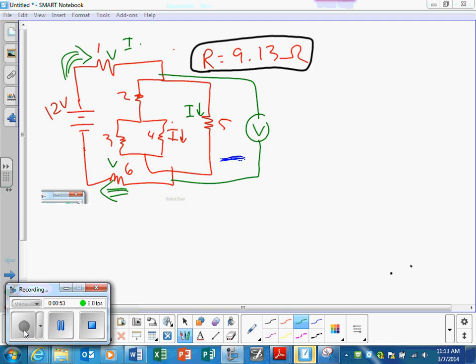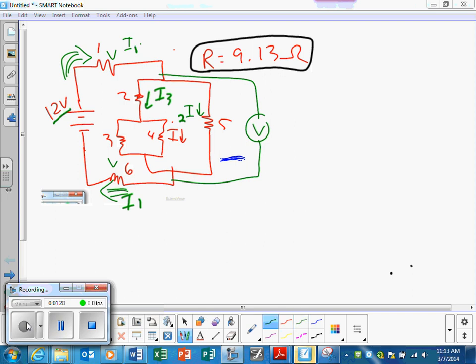So I'm going to call this I1. I'll call this I2. I'll call this I3. And I don't know if I need any more. What would this one be? This is I1 again. Do you agree? Because one of Kirchhoff's rules is that all the current that goes out of a battery goes back into a battery. Okay, so we have the total volt drop for the system is 12.